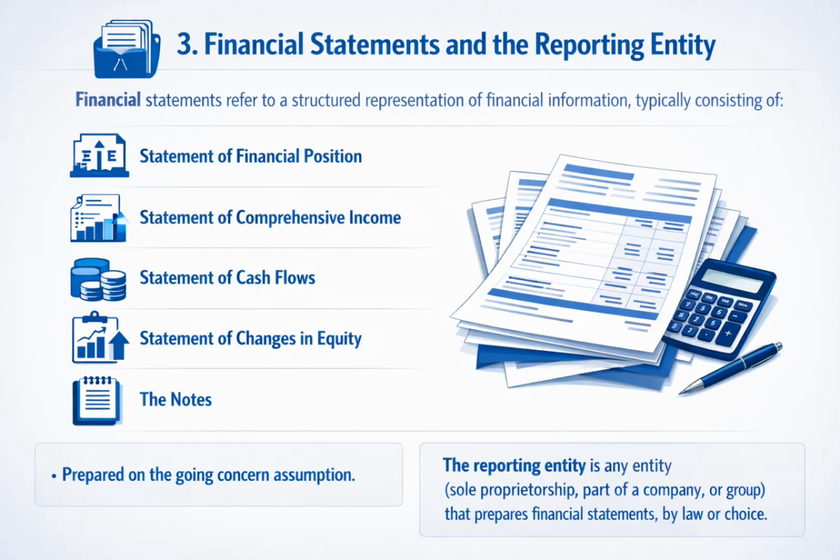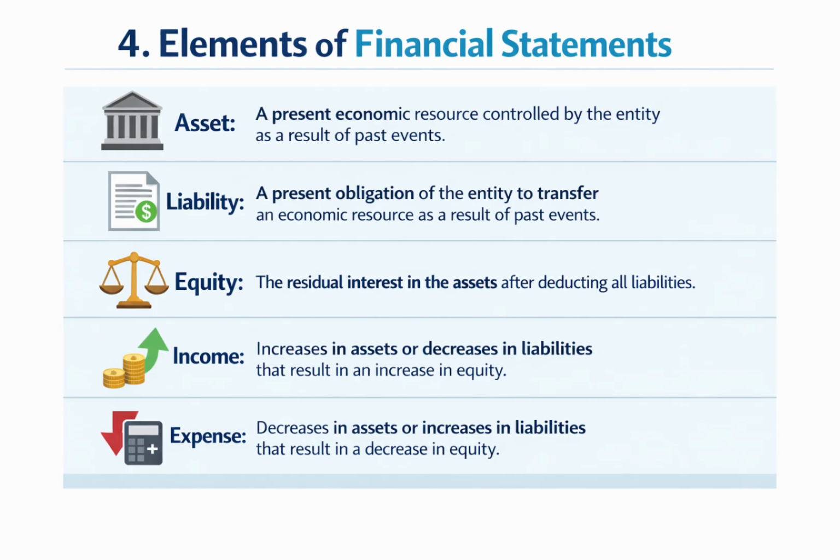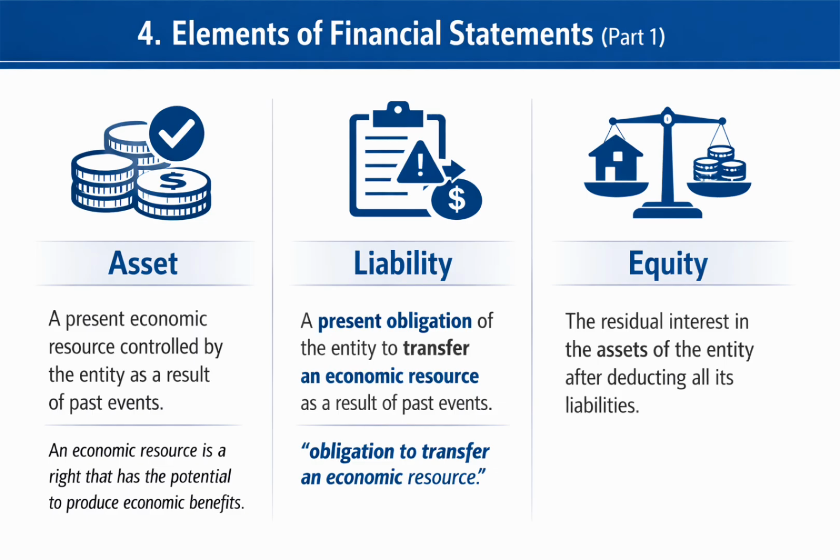4. Elements of financial statements. The 2018 framework provided improved definitions for the basic elements. Asset. A present economic resource controlled by the entity as a result of past events. An economic resource is a right that has the potential to produce economic benefits. Liability. A present obligation of the entity to transfer an economic resource as a result of past events, with a focus on the obligation to transfer an economic resource.